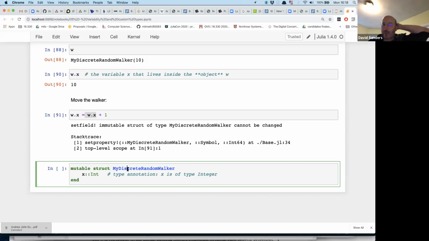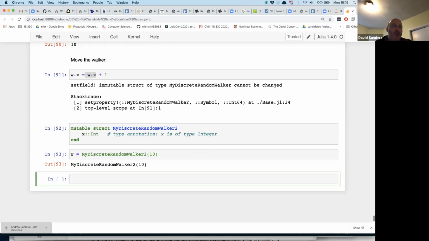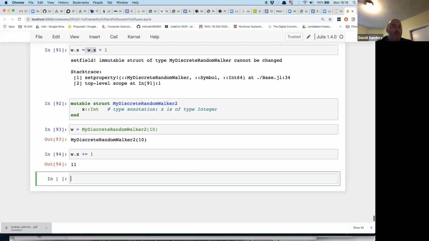I would love to be able to write mutable struct and just redefine this type. But in Julia, you cannot redefine types. And so I'm going to call it my discrete random walker 2. Sorry about that, but let's just do that for the moment. Okay, and then if I do W as my discrete random walker 2 of 10, now I can actually move the walker. Great.